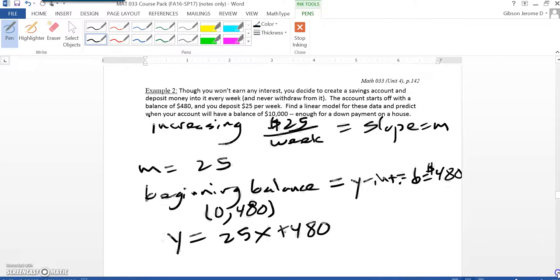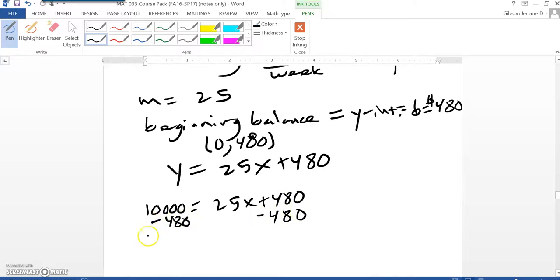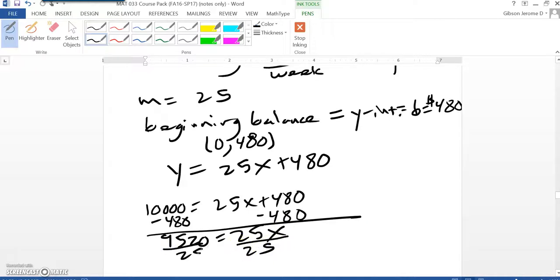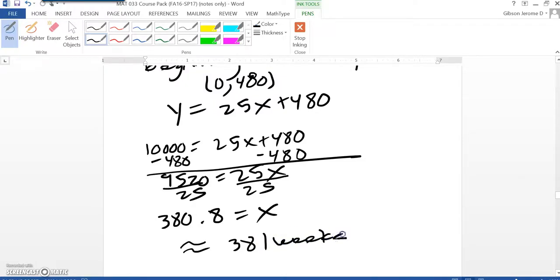Now, we want to know when this will get up to $10,000. So our y would be 10,000 is equal to 25x plus 480. So we'll subtract 480 on both sides. So it'll be 9,520 is equal to 25x. We divide each side by 25. And that would give us 380.8 is equal to x. So this would be approximately 381 weeks it would take for us to get $10,000. And that is it.